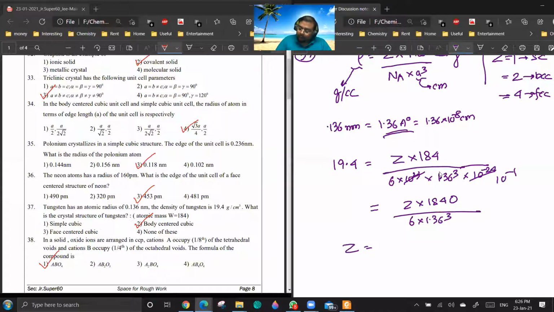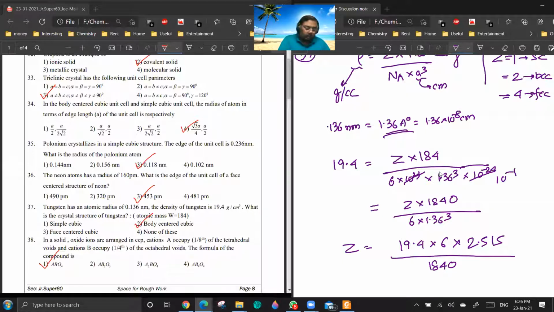So from this I can get the value of Z. It is 19.4 into 6 into 1.36 whole cube. Now 1.36 whole cube, what will be this value? 2.515. Okay, so I can take it to 2.5 also, by 1840, right?